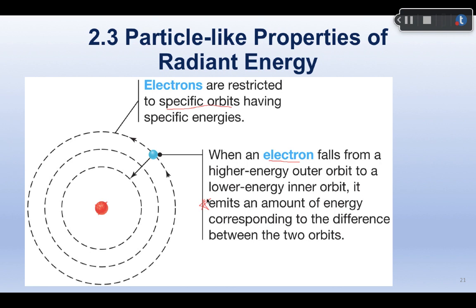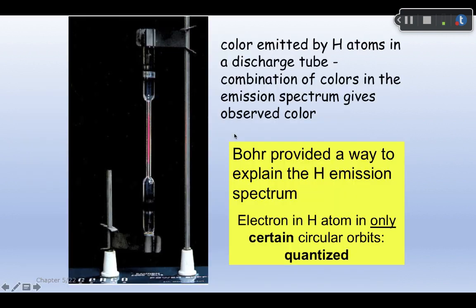And this has to do with how you can only get certain energies of light emitted from an excited atom, atoms that have been excited by heat or electricity. That's the Bohr model. The electrons are restricted to having orbits only at specific energies going around the nucleus in some fashion. The color emitted by hydrogen atoms in a discharge tube is represented in this picture here. The combination of colors there is a combination of the emission spectra, those various lines in the visible spectra for hydrogen. And Bohr provided a way to explain this, the emission spectra.